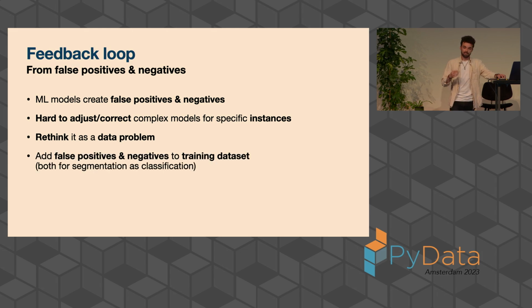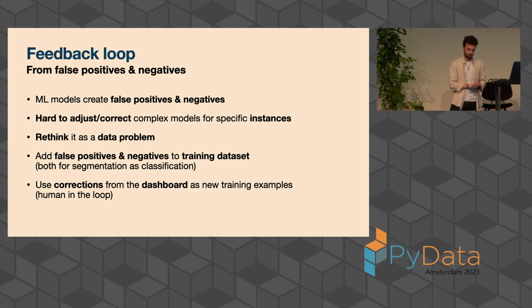So what we did is add all false positives and negatives to the training set, such that in the next iteration, when we train the model, it's at least able to learn the mistakes it made the previous time. And here we can also use a feature from the dashboard, because the end users are actually able to correct mistakes that the model made, and these corrections can then be fed back to the training pipeline to make sure we have a continuous learning setup.